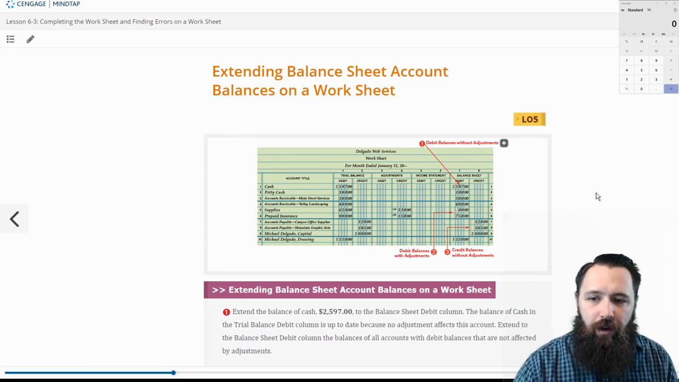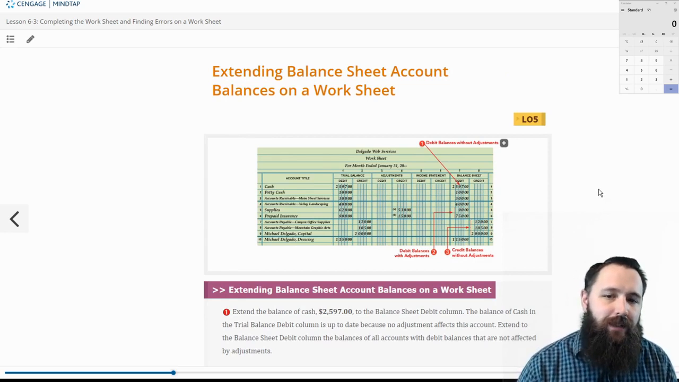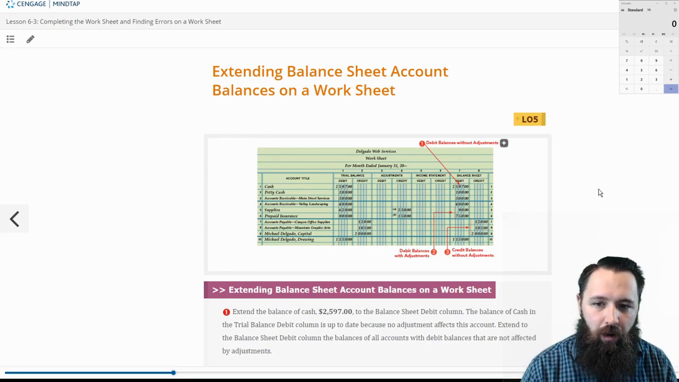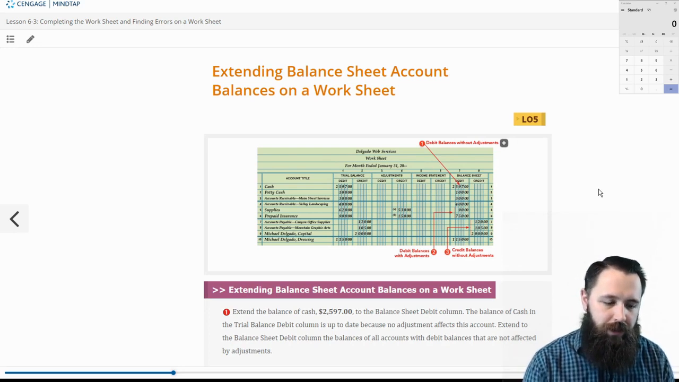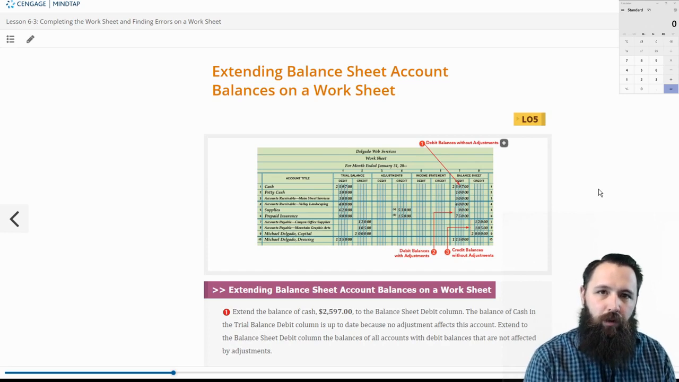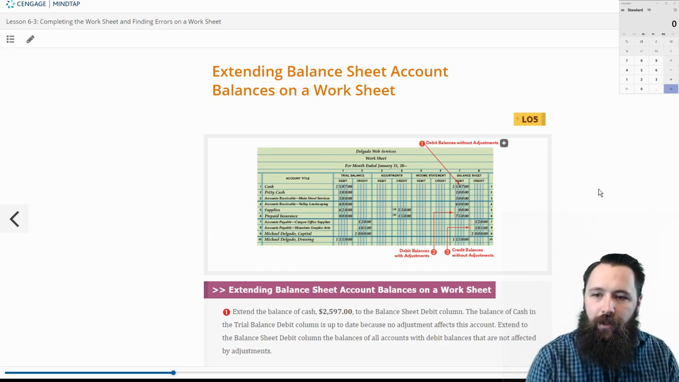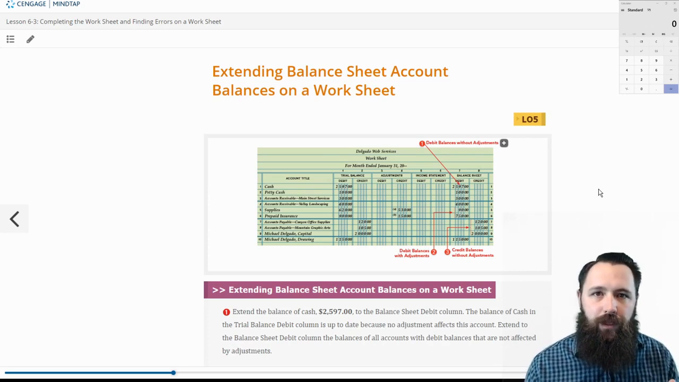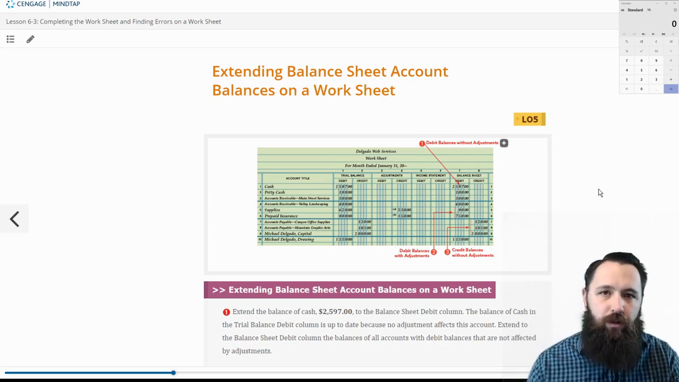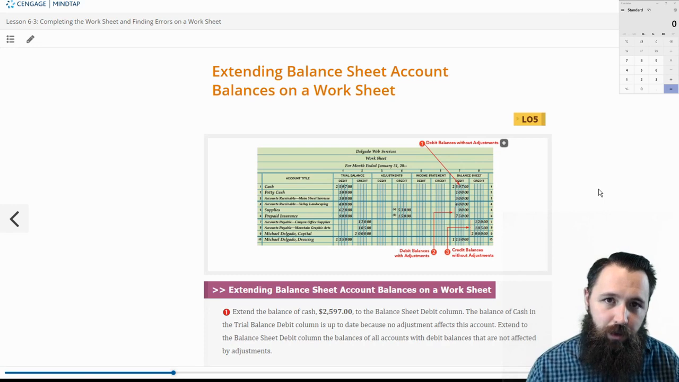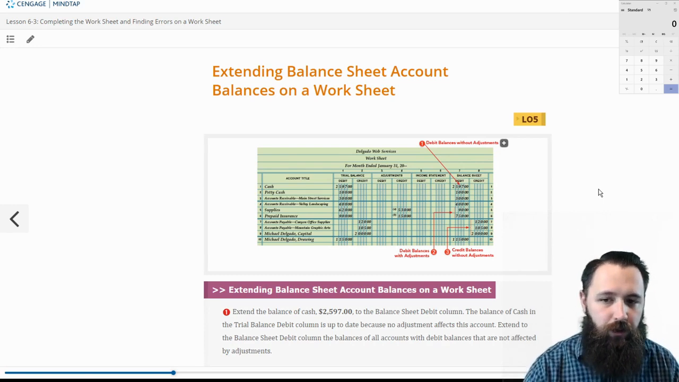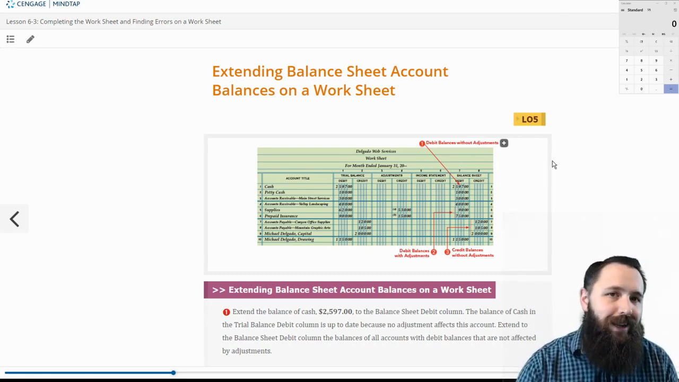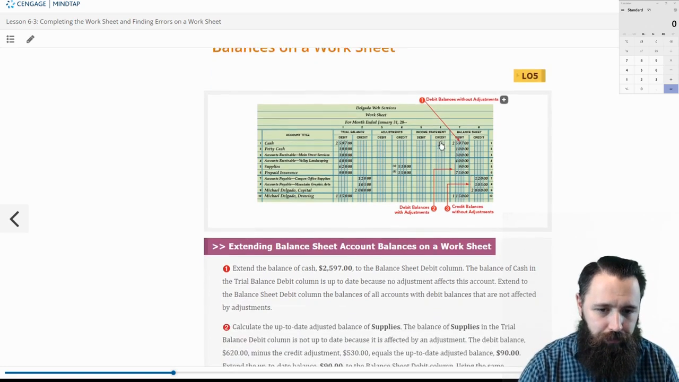So let's just start out. The first thing that we're going to do is extend the accounts on our trial balance, okay? And when it says extend, all that really means is record those balances. We're going to take those trial balances and record the updated number either on the balance sheet or the income statement, all based on where those accounts go on that financial statement, or what accounts are on each specific financial statement. So the first one that we're going to look at is the balance sheet account.